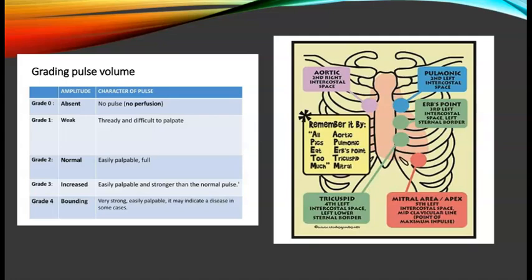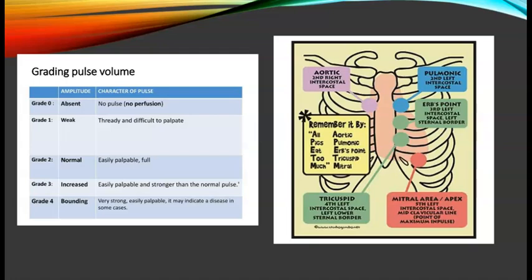A grade 1 is considered to be a weak pulse, so this is thready. And what does thready mean? Well, that's a smaller, more fine pulse, and it feels more like a small cord or even a thread under the finger. So in other words, it's a lot more difficult to palpate, but it's still there. A grade 2 is considered to be normal, so this is easily palpable. A grade 3 is not necessarily abnormal, so this would be kind of like a high normal, and this is easily palpable, but stronger than just the normal pulse of a grade 2.